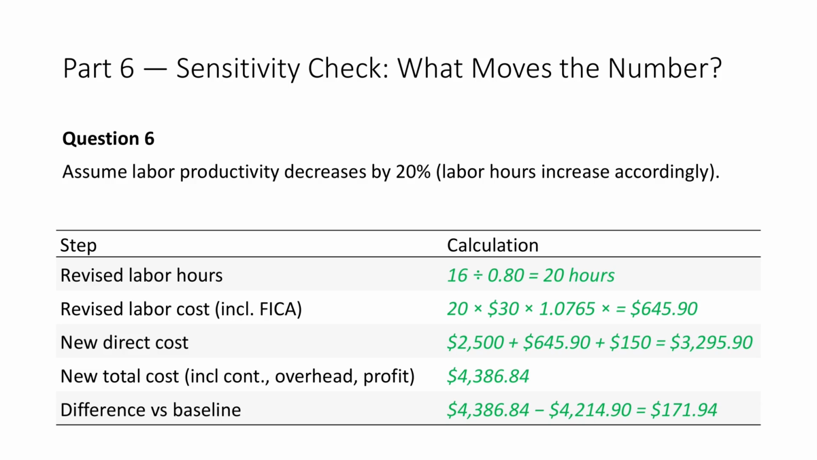Apply the same markup sequentially. Add 10% for contingency. Add 10% for overhead. Add 10% for profit. 3,988 times 1.10 equals 4,386. New final cost equals 4,386. Difference versus baseline equals 4,386 minus 4,214 equals $171.